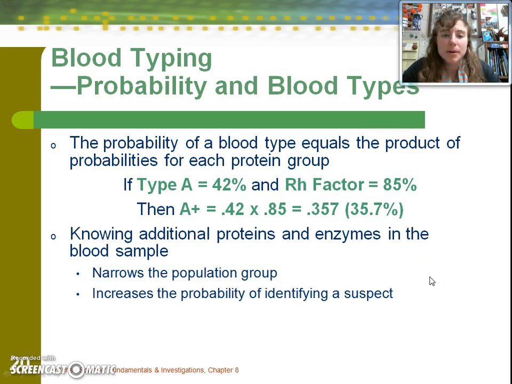Now, we can look at probability. Specific to forensics, this is helpful so you can understand if I've got this blood type at the scene, then this is the likelihood that a person would have this combination of blood type. All you do is you take the percent of the population that has that attribute. So for example, type A blood, 42% of the population. 85% of the population has the RH factor. So for a person to have A positive blood, it's 0.42 times 0.85, which we convert to percentage, 35.7% of the population.